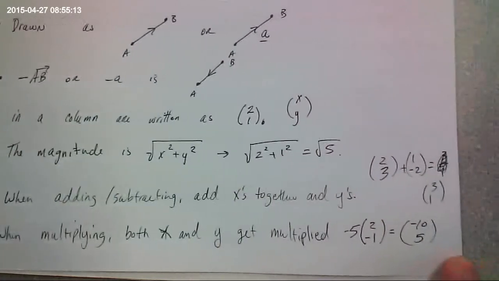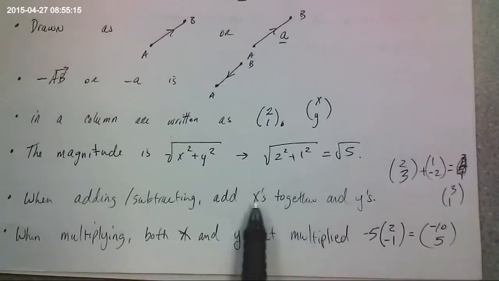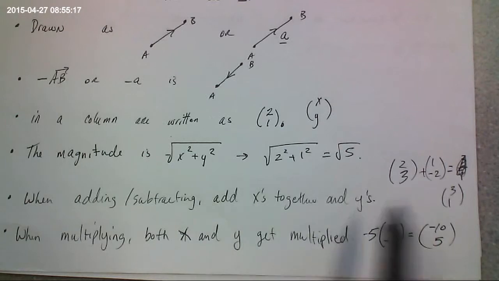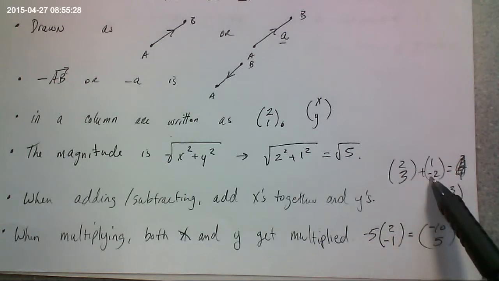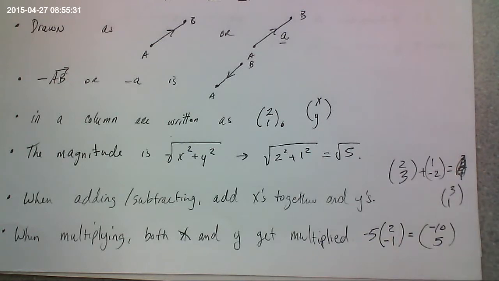Now, when you add or subtract vectors, what you do is you add the x's together, and then you add the y's together separately. And you've got to be careful not to write it as a fraction, because it's not. It's really tempting to write it that way. So right here, add the x's together. 2 and 1 is 3. 3 plus a negative 2 is 1. So that's how it goes.